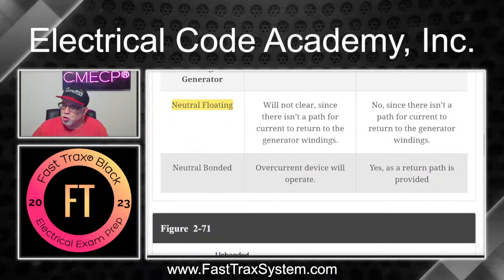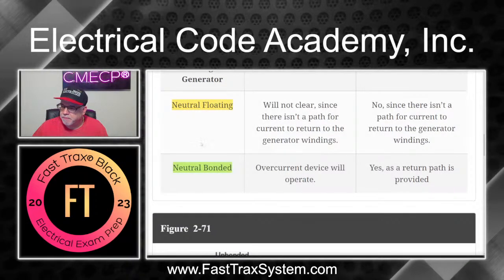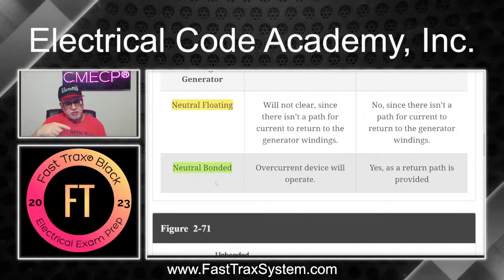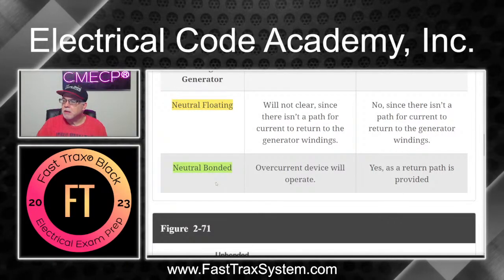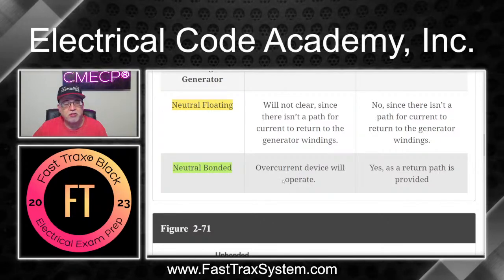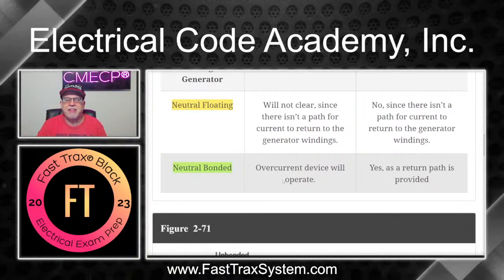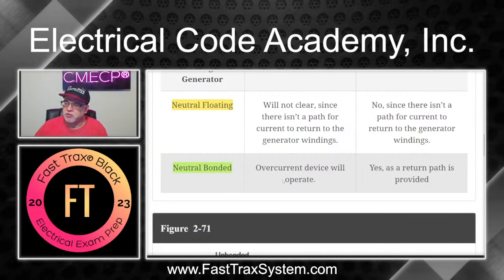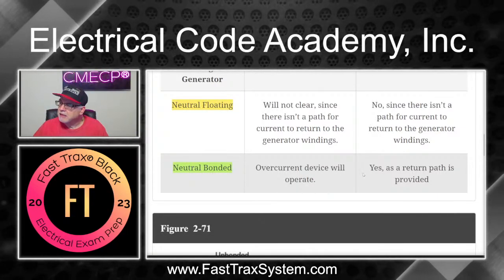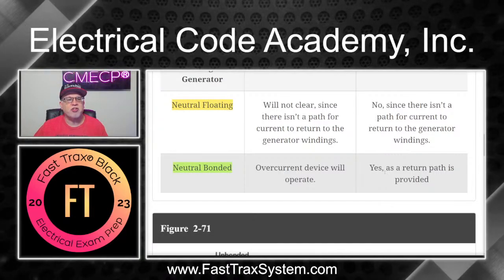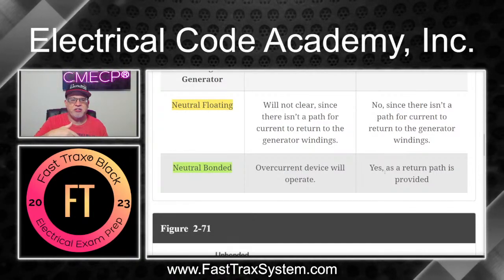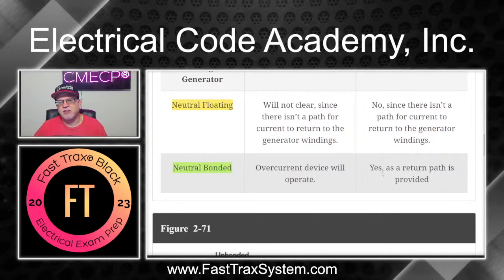Now, neutral bonded generators, okay, the one that has that jumper, the first one we talked about. The overcurrent device will operate as normal, allowing that ground fault current to skyrocket at the point of the fault, allowing it to get back to the source and complete that path. Now that overcurrent device will function quickly as it's supposed to. And then the GFCI, because there is a return path on a ground fault condition, will function adequately as well. Okay.